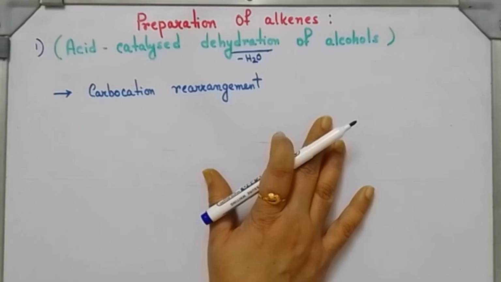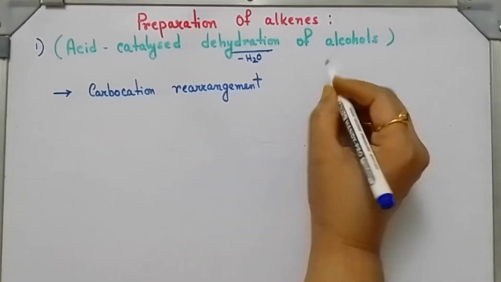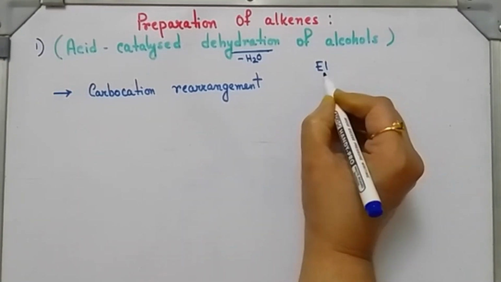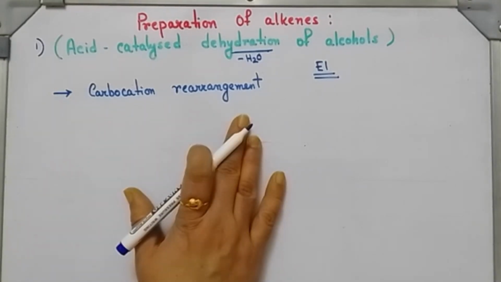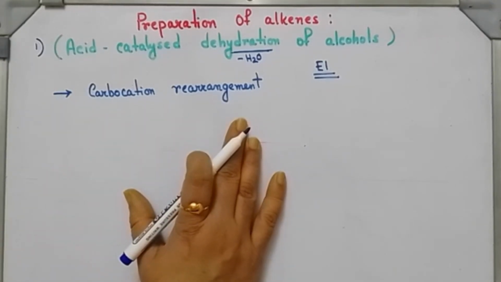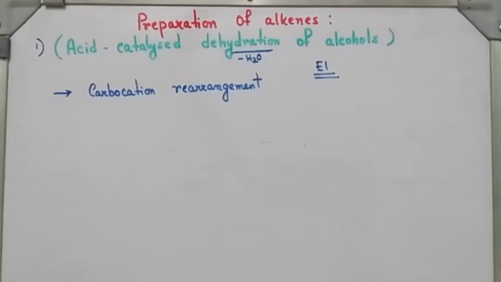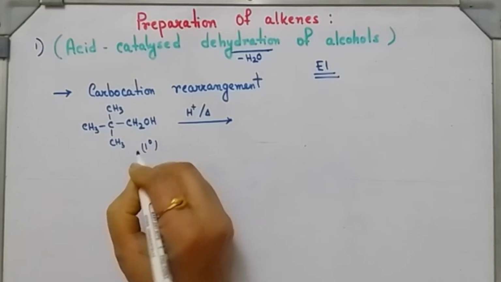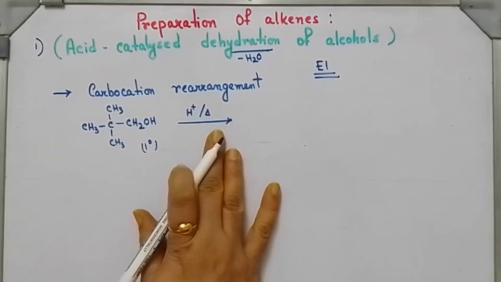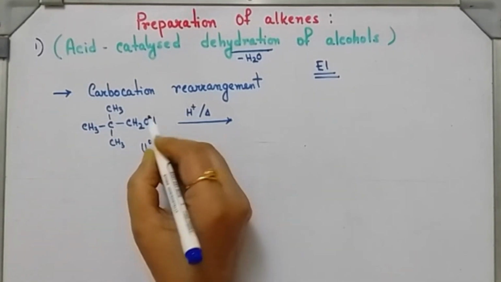So we have seen the mechanism for the reaction is E1. E1 elimination is taking place. Since a carbocation is formed as the reaction intermediate, if possible, carbocation rearrangement takes place to form a more stable carbocation. For example, now see, this is a 1 degree alcohol. So under this reaction condition, what will happen?